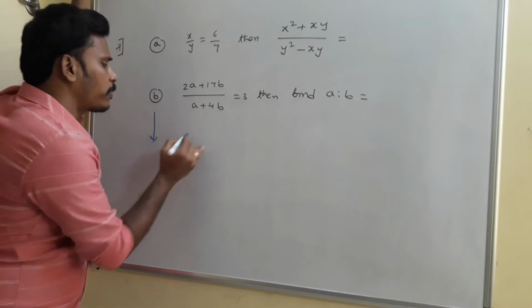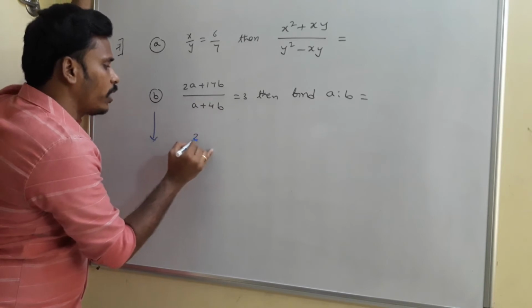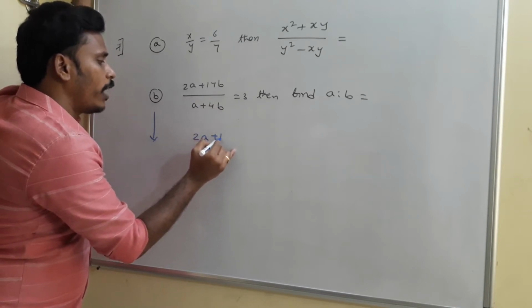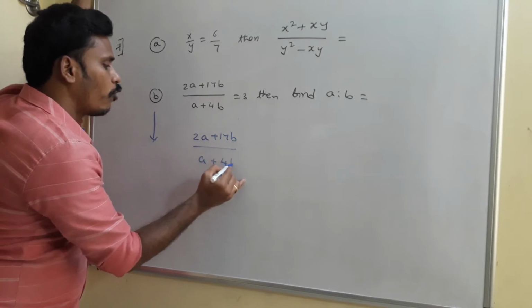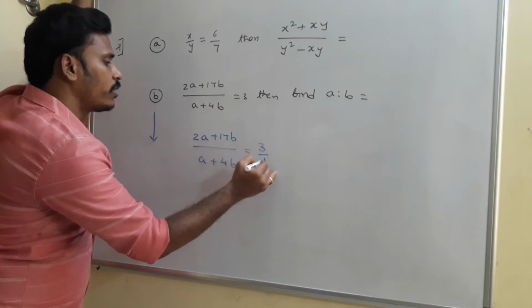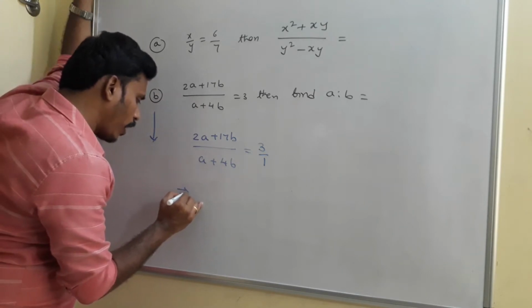So just do cross multiplication, okay? I think you all know it. This 3 is nothing but what? Actually 3 by 1. 2a plus 17b divided by a plus 4b is equal to 3, which is nothing but 3 by 1. And if you do cross multiplication, what will happen?